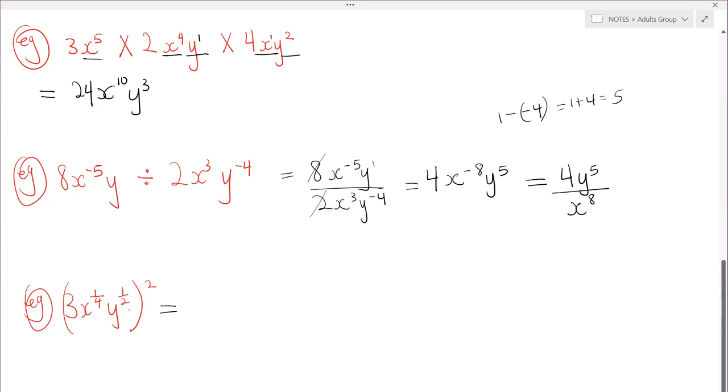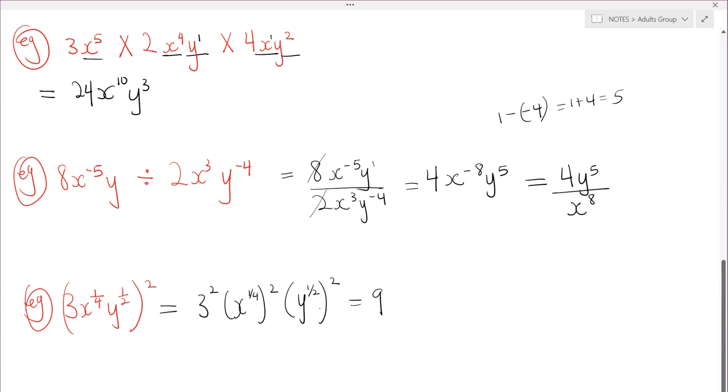This goes back to our second to last rule with powers. A power raised to another power. So 3x to the power of a quarter, y to the power of a half is all squared. So that means every term inside that bracket is squared. So it's going to be 3 squared by x to the power of a quarter squared by y to the power of a half squared. Every single term, not just the number.